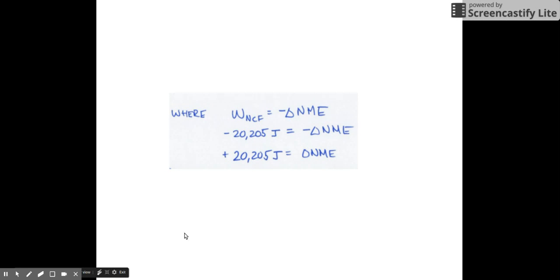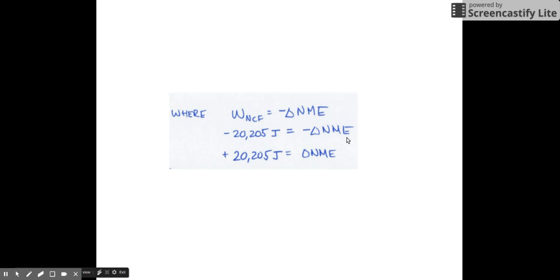Okay, and the very last thing to comment on is that number, the work done by friction. The work done by friction is negative 20,000 joules. And that work done by friction is equal to the negative delta NME. And remember, work done by a force is always going to be equal to a negative of a change in something.